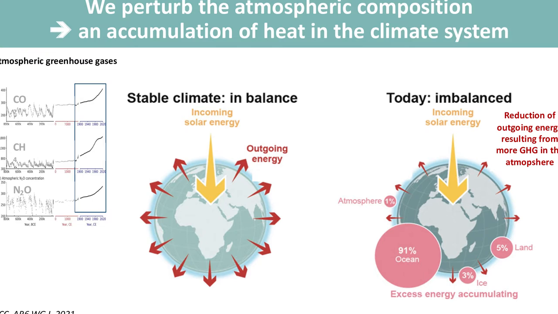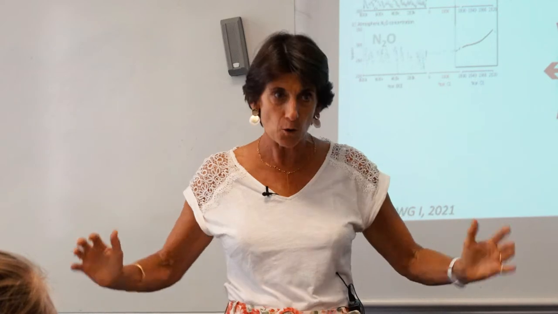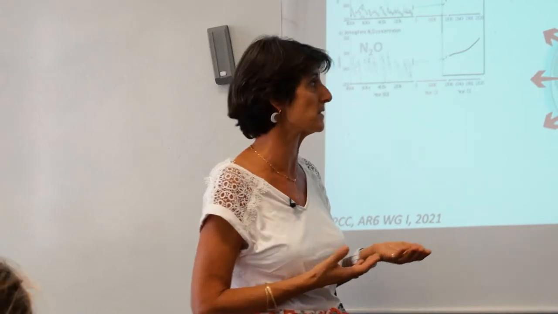So we are losing energy going out. So the system is not anymore in equilibrium, and there is energy trapped on our planet. 91% of this energy is trapped into the ocean, which is a massive reservoir of energy. That's why we always say that if we were stopping our emissions, the ocean will still release the heat, will still continue to expand, and so there will be very, very long consequences.